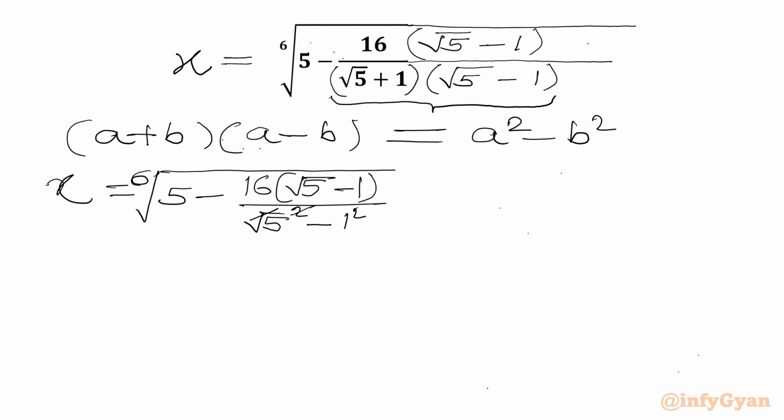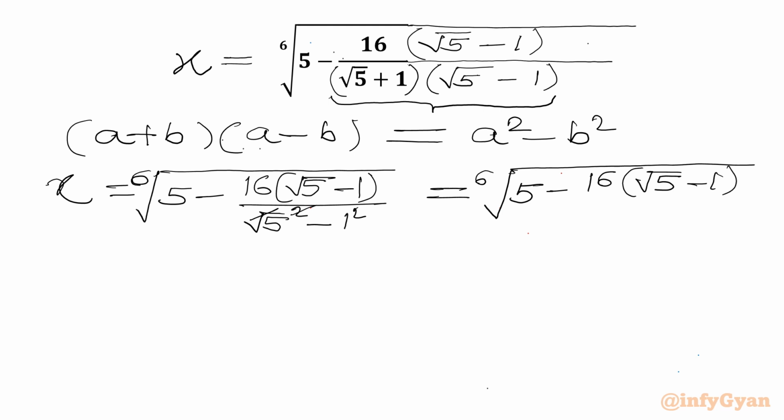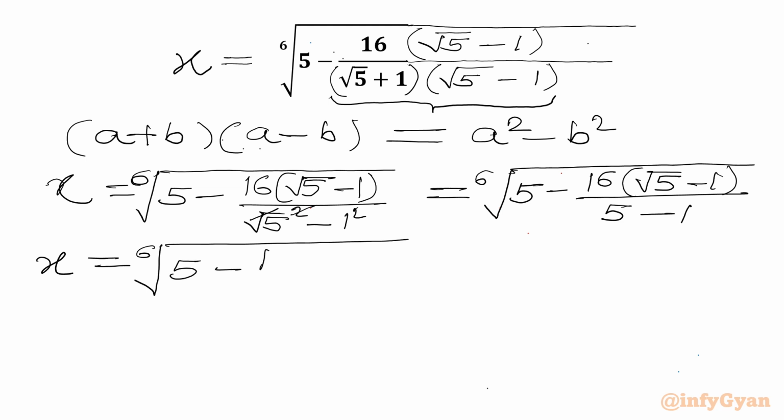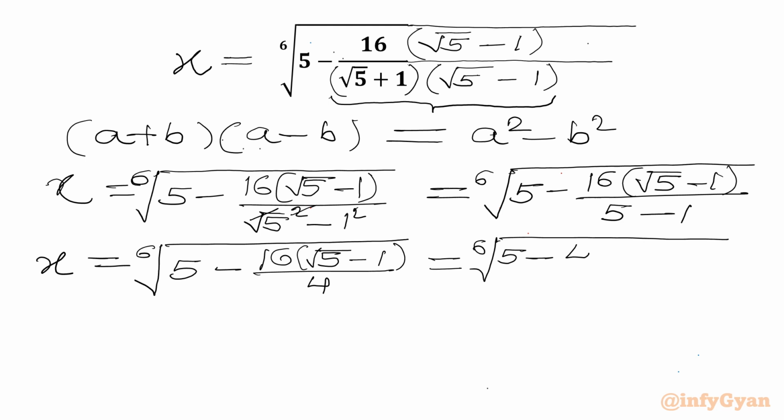Now square root and square will be cancelled out. We can write 6th root of 5 minus 16 times square root 5 minus 1 over 5 minus 1 square is 1. X will be equal to 6th root of 5 minus 16 times square root 5 minus 1 over 4. Now we can cancel 16 with denominator 4: 6th root of 5 minus 4 times square root 5 minus 1.